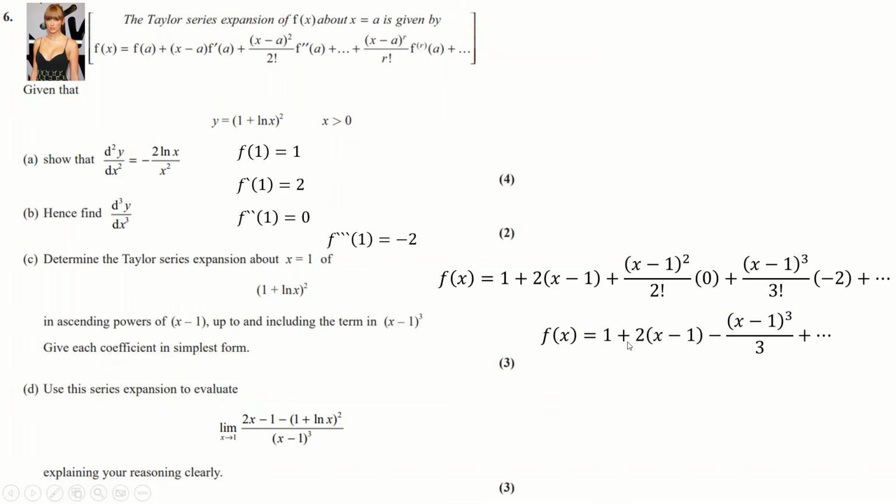Of course, you could say this is 2 times minus 1 is minus 1, sorry, minus 2, and then have a minus 1 at the front here and then a 2x. Maybe you should write that, I don't really know. Anyway, the next bit, use the series to evaluate this.